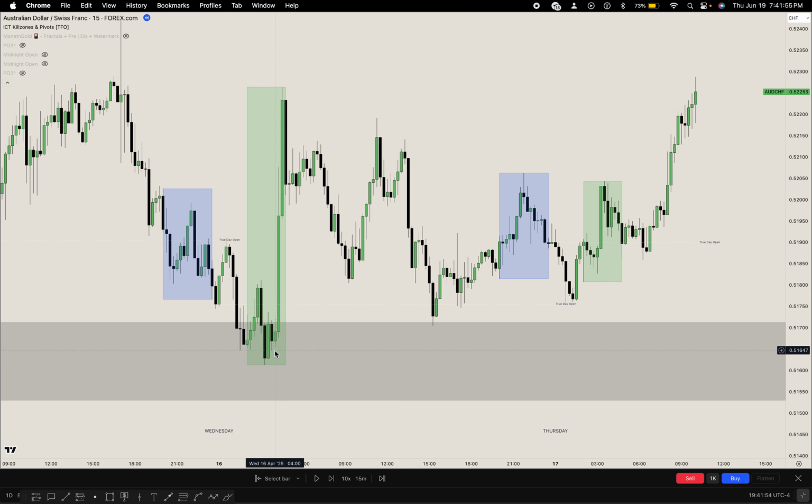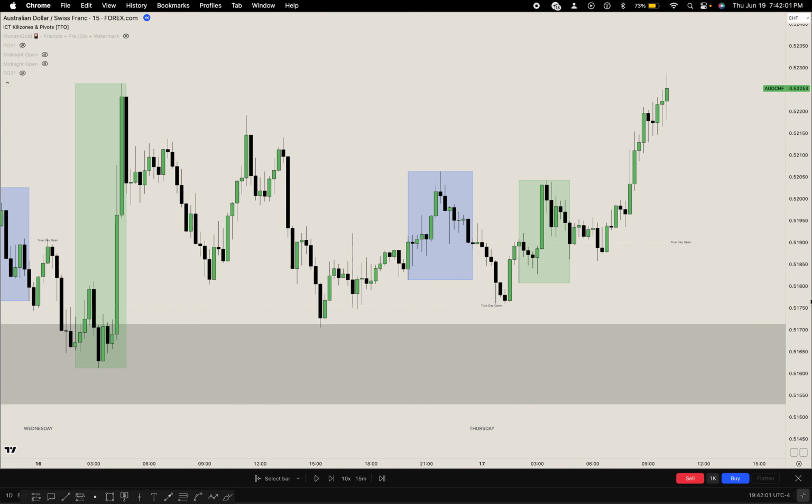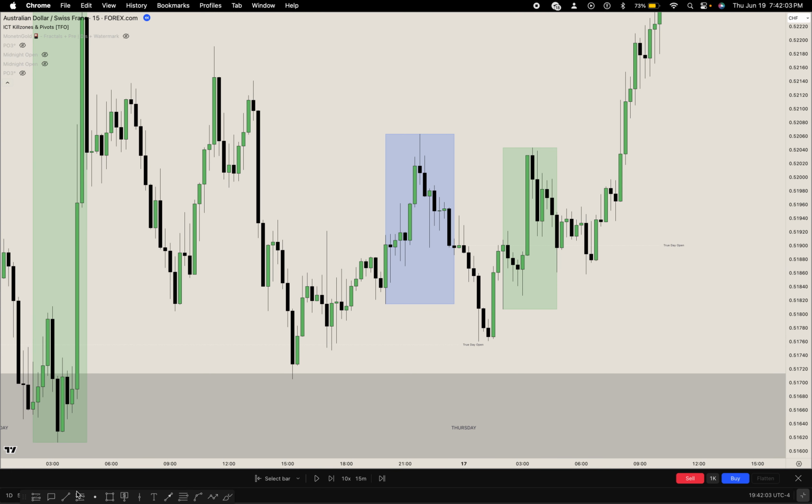Notice how on Wednesday, price came down inside the inversion fair value gap. We exploded to the upside. As you can see right here, on Thursday, this is what a trade was taken at. Let's go over this trade real quick.